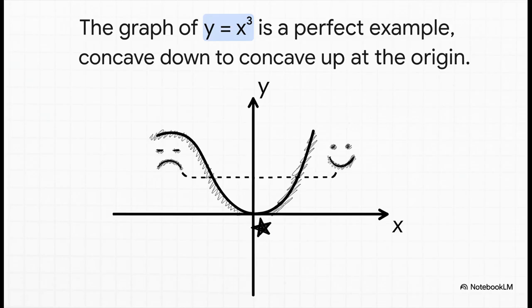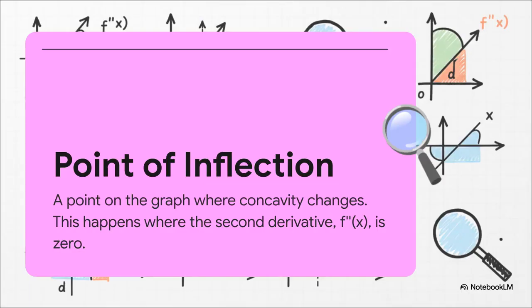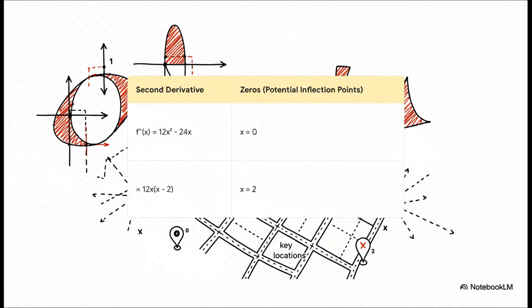That exact switch point is super important. And that special point, the spot where the bend changes direction, is called a point of inflection. Now, remember how our critical points were where the first derivative was 0. Well, these inflection points are where the second derivative is 0. So, to find them, all we've got to do is take another derivative. So, let's find the inflection points for our function.